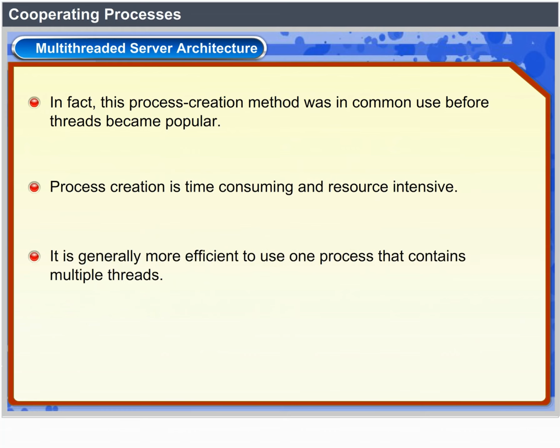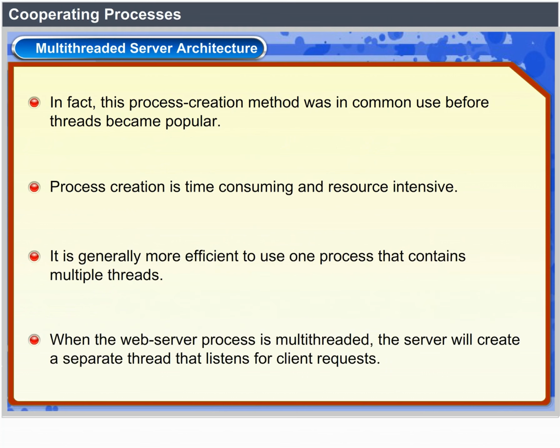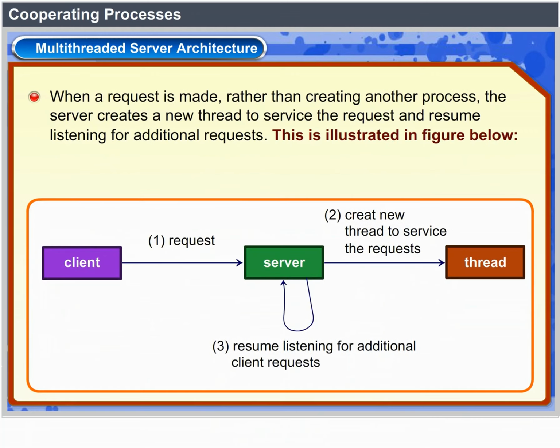If the web server process is multi-threaded, the server will create a separate thread that listens for client requests. When a request is made, rather than creating another process, the server creates a new thread to service the request and resumes listening for additional requests. This is illustrated in the figure below.